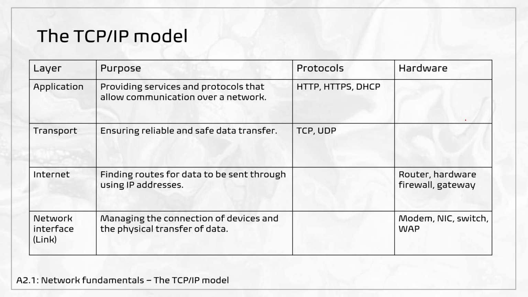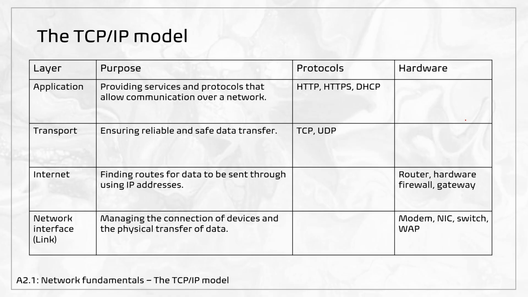The next layer is internet, which is responsible for finding routes for data to be sent through. This layer is when most of the workload starts to be driven by hardware. For example, the router is the main man behind this layer, as it does all of the calculations behind finding routes. Hardware firewalls make sure that data going through networks are safe, while gateways allow communication between different networks.